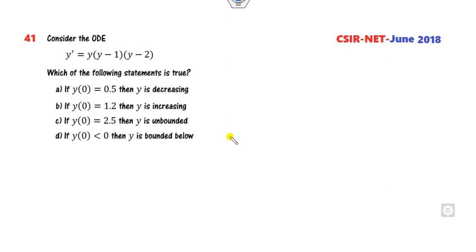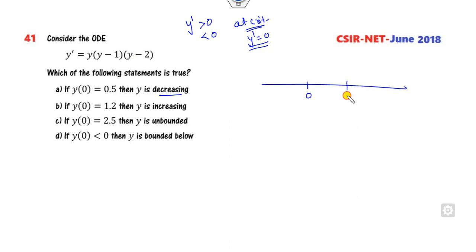Okay, which of the following is increasing or decreasing here? How can you check whether it is increasing or decreasing? That's very simple. Whenever you want to find out whether it is increasing, the first derivative should be greater than 0, or less than 0 for decreasing, at the critical points. How do you find the critical points? Y dash should be 0. So from here, the critical points are 0, 1 and 2.